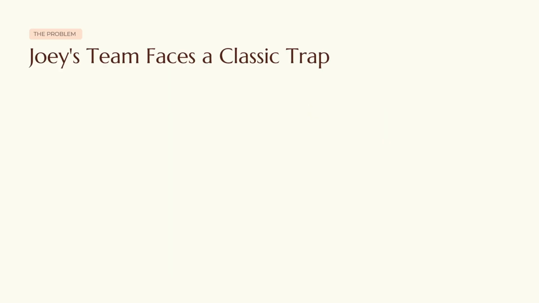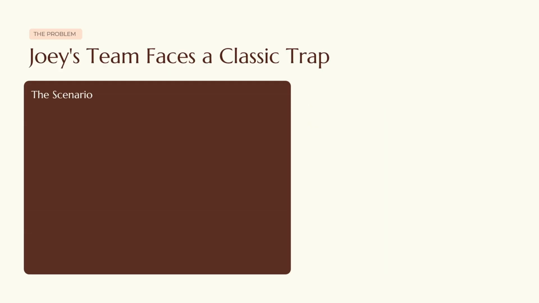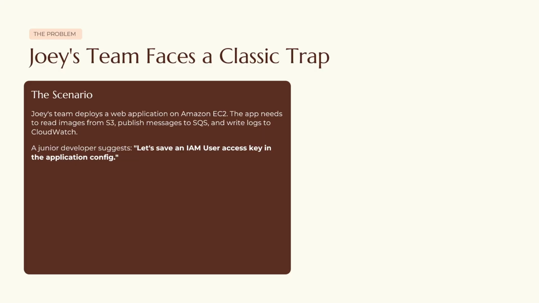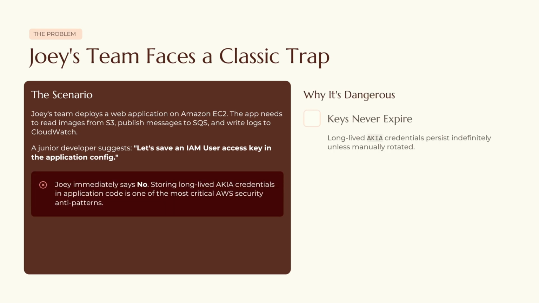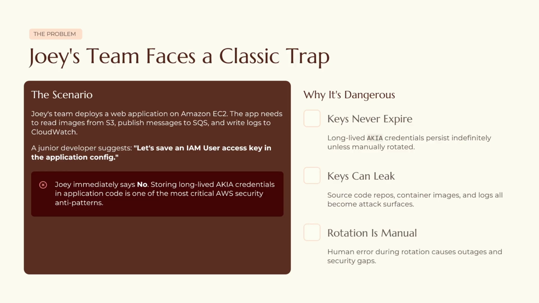Imagine Joey is deploying an application on Amazon EC2. The application needs to read files from Amazon S3. One option is to create an IAM user, generate access keys, and store them inside the application. It works, but it's also a major security risk. Those keys can accidentally end up in source code, configuration files, container images, or even public repositories. And if someone gets those keys, they can use them until they are manually revoked.